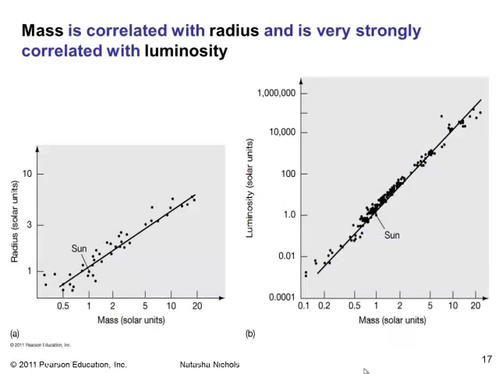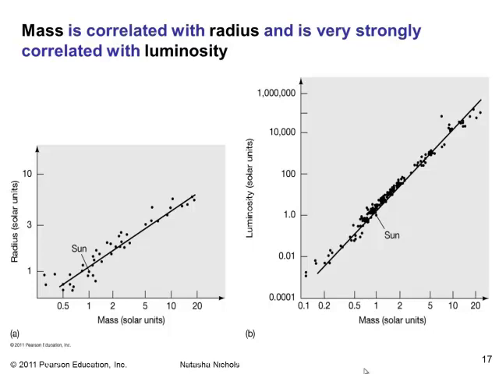Now, mass is correlated with radius and is very, very strongly correlated with luminosity. So if you take a look at frame A, we see the dependence of stellar radius on mass for main sequence stars. These are true measurements that are plotted here. Notice how the radius increases nearly in proportion to the mass over most of the range. And you can see that by the straight line drawn through the data points.